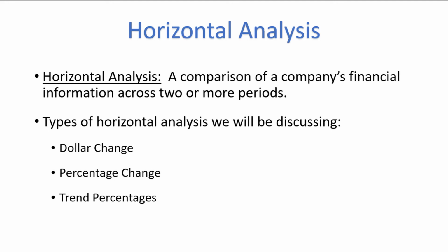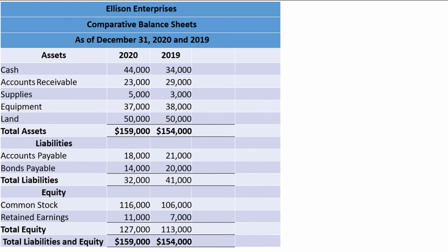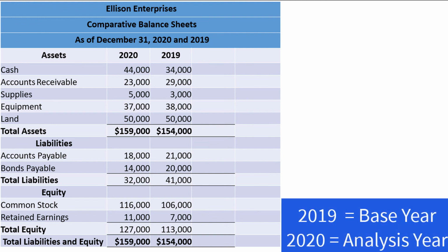First, we will look at an example of calculating dollar and percent change given comparative balance sheets, and then we will explore a separate example for trend percentages based on income statement items. Here we have the comparative balance sheets for Ellison Enterprises in 2020 and 2019. Before we start doing calculations, we have to decide which will be the analysis period year and which will be the base year. The base year is almost always the earliest year in the analysis, so we will let 2019 be the base year and 2020 be the analysis year.